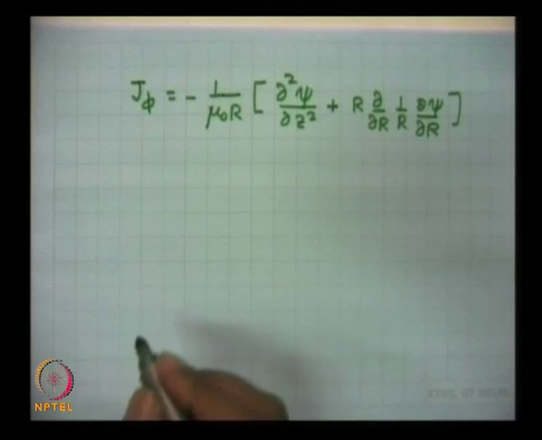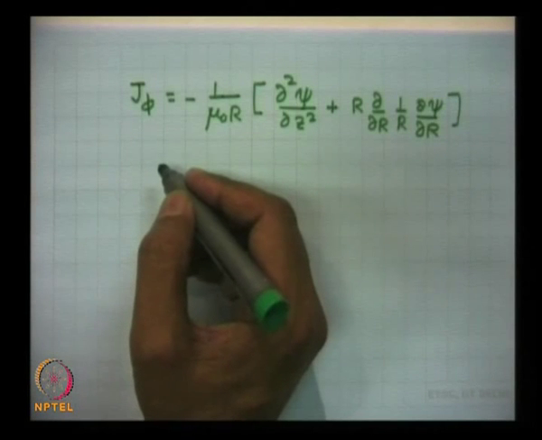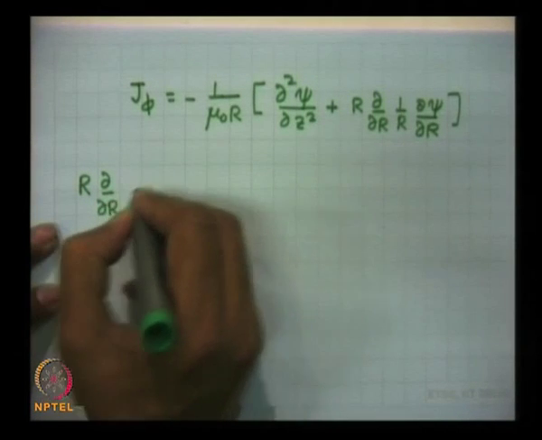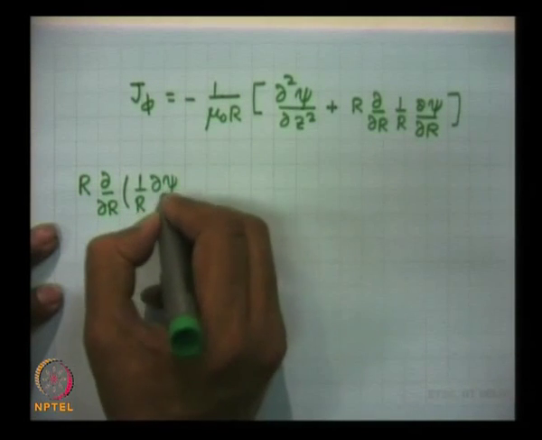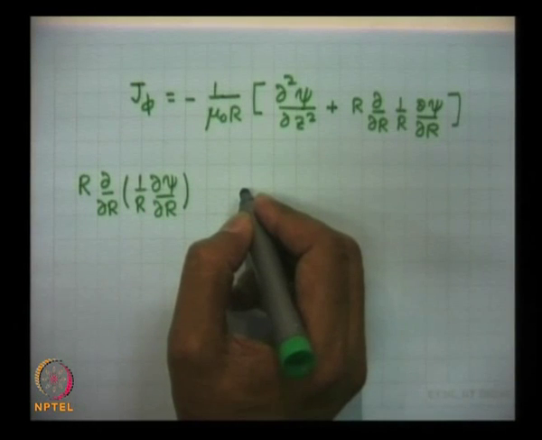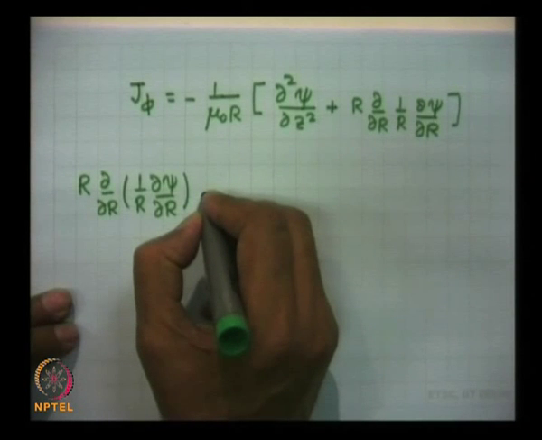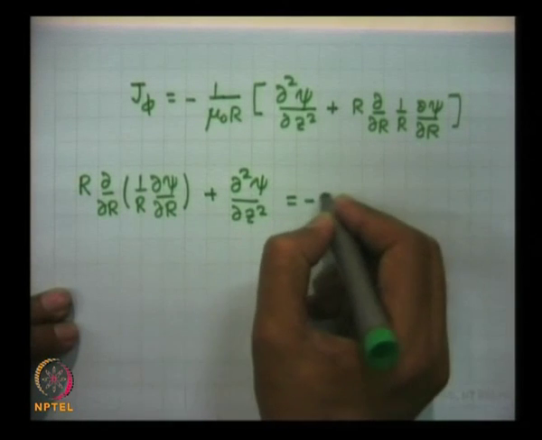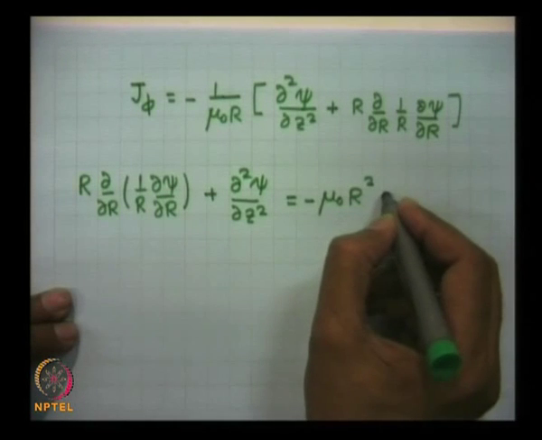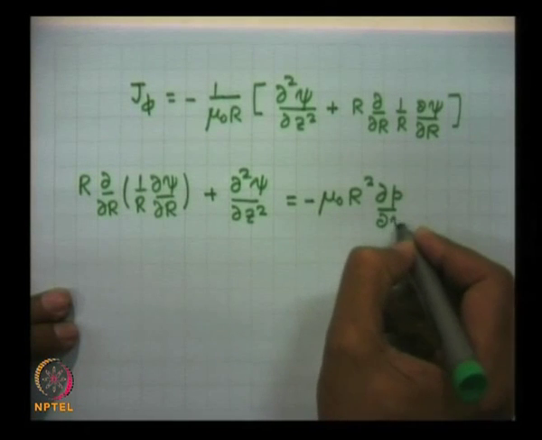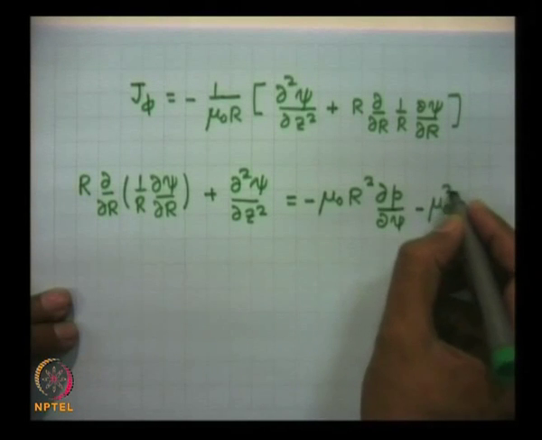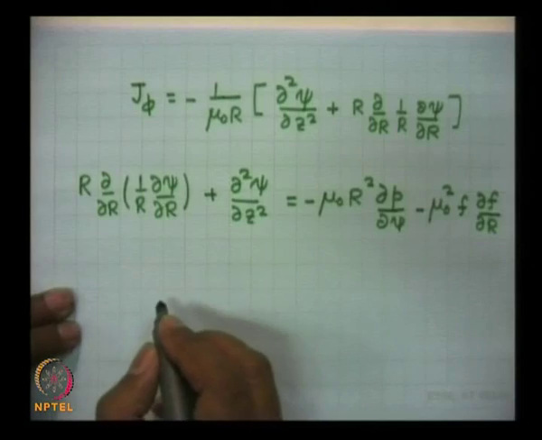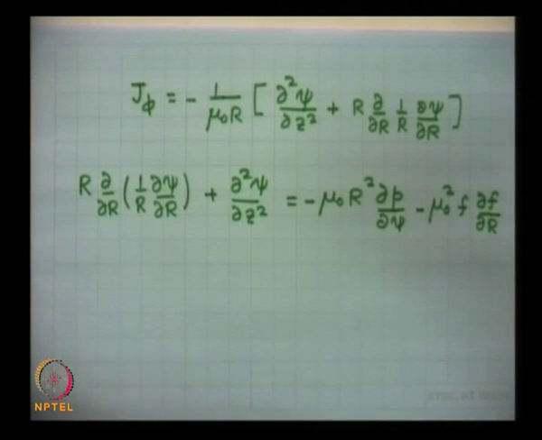And using this in the equation for j phi that I had written, I get the Grad-Shafranov equation, which is r delta delta r of 1 upon r delta psi by delta r plus d2 psi by dz square is equal to minus mu 0 r square dp by d psi minus mu 0 f delta f by delta psi. This is a general equation that will govern psi.